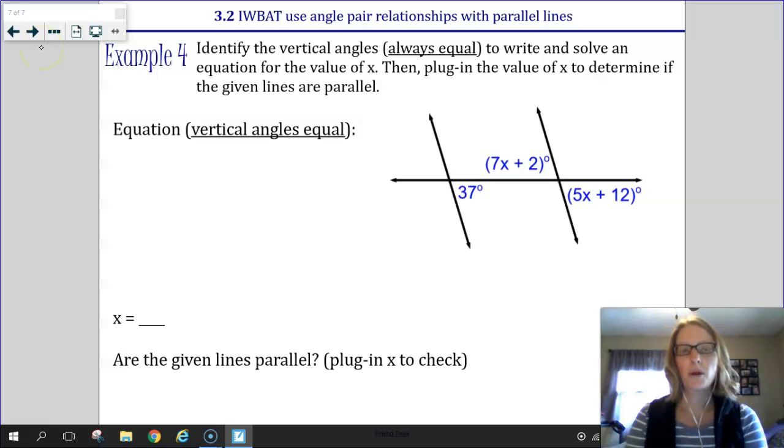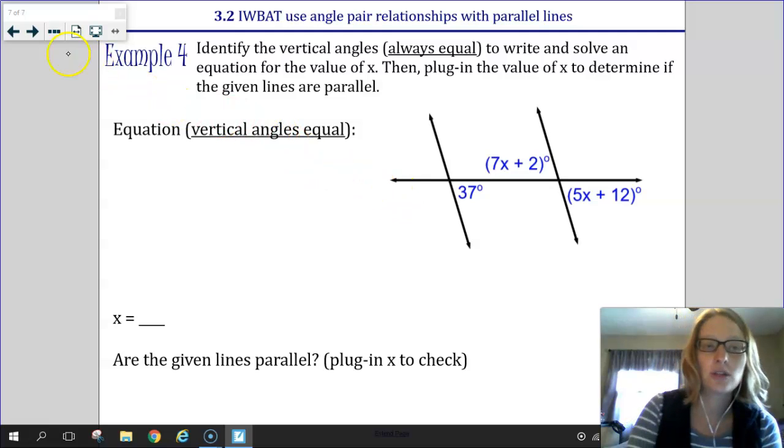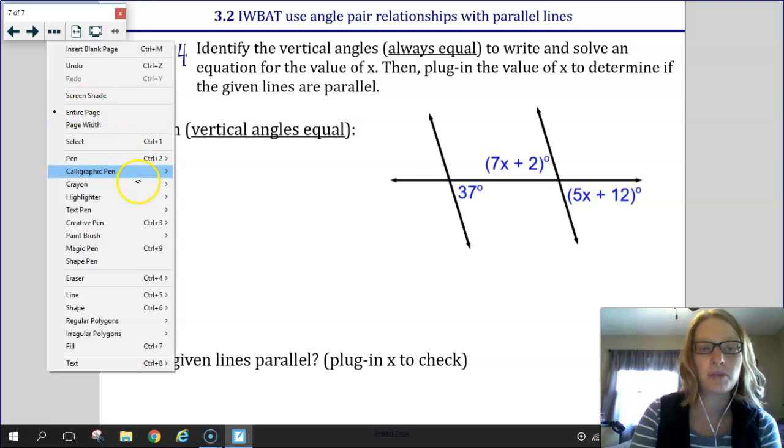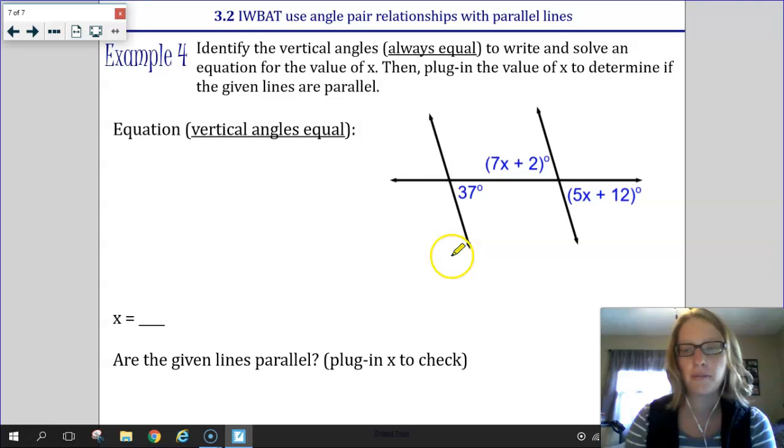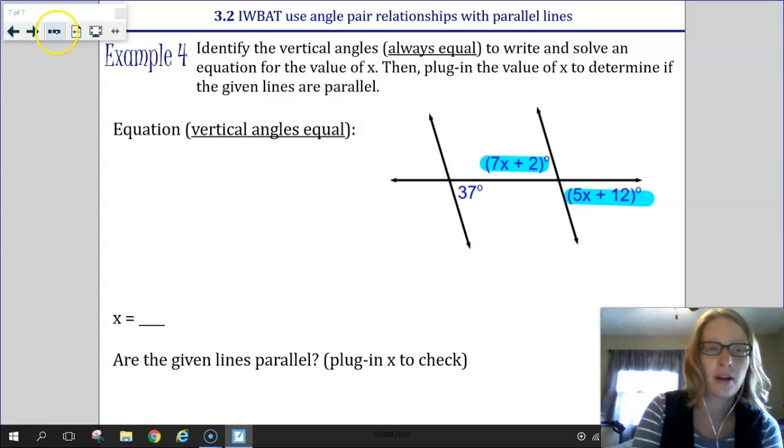In example 4, you're going to want to copy that picture into your notes. And then we're going to follow a variety of different steps. It says to first identify the vertical angles. Vertical angles we learned in chapter 1. No matter what the other relationships are, vertical angles will always be equal or congruent to each other. So I have a pair of vertical angles here. They're the ones that are across from each other in the x. I know that no matter what, those vertical angles have to equal each other.